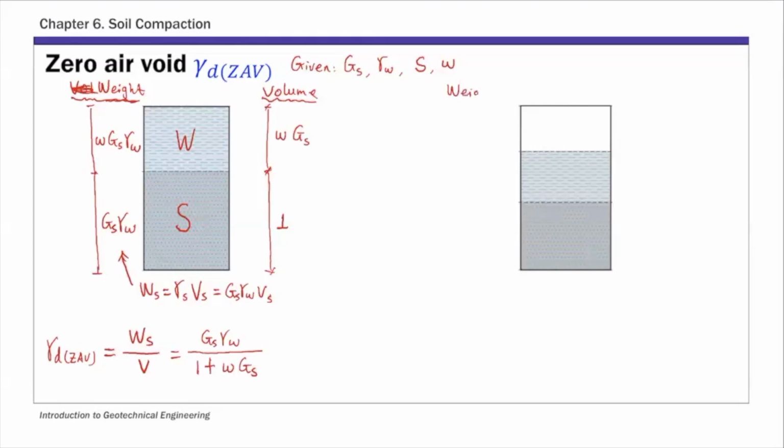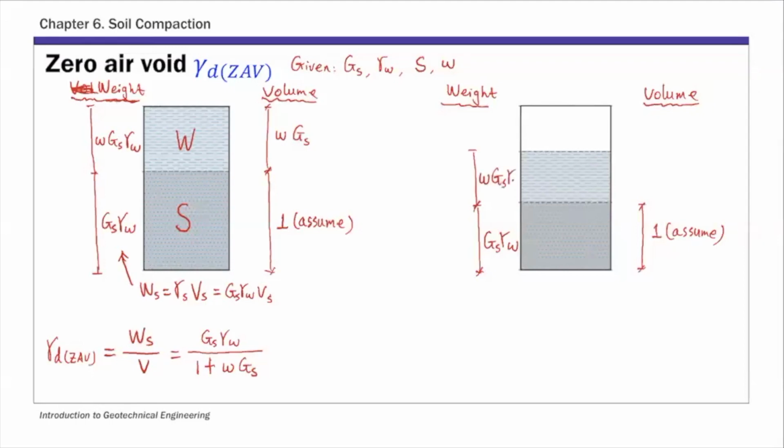this is basically gamma D moist. Again, I start with VS equals 1. So VS equals 1, then WS is GS gamma water. And then the weight of water is water content times GS gamma water.